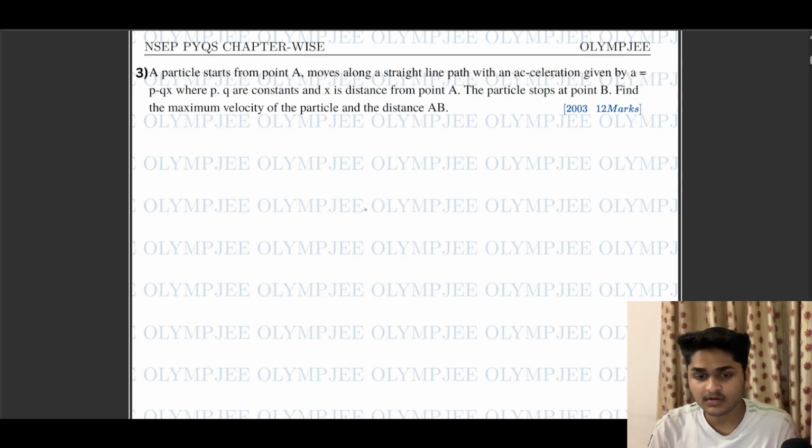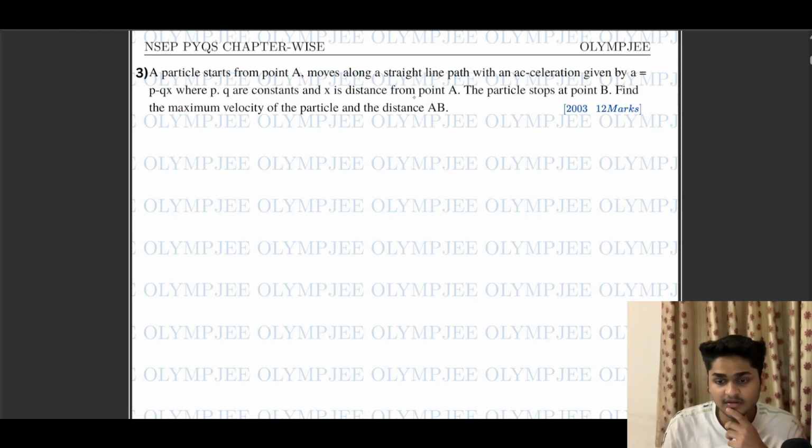Now moving on to the third question. The question says a particle starts from point A, moves along a straight line path with an acceleration given by a is equal to P minus Qx, where P and Q are constant, and x is the distance from point A. The particle stops at point B. Find the maximum velocity of particle and distance.